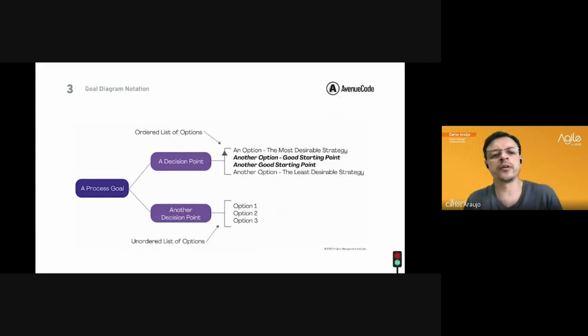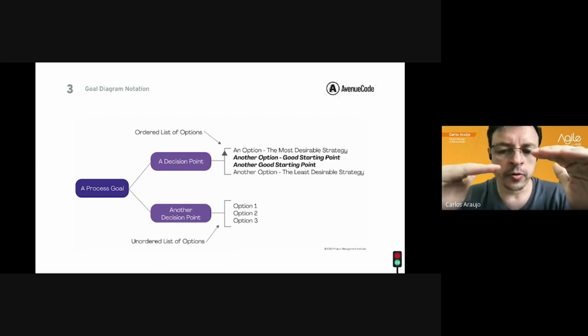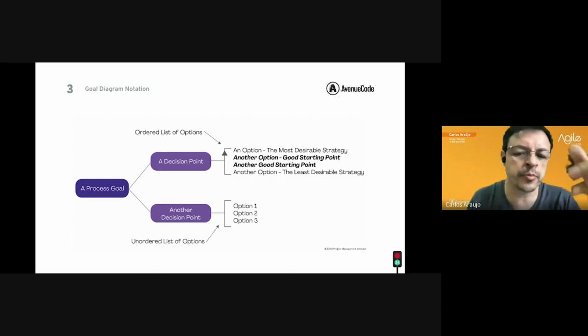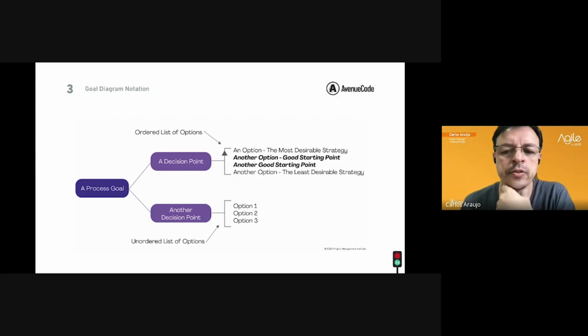Here is the goal diagram notation. What do we need to know here? As we said, we have the process goal, then a decision point, and then options that can be an ordered list or an unordered list. When you see this arrow that goes up, it says that you need to follow this order. You go from the bottom to the top to use the best option for your strategy. Another suggestion that DA gives you is when the option is in bold. For example, I'm new to DA, I am new to using the toolkit. Then we can have this suggested part here.